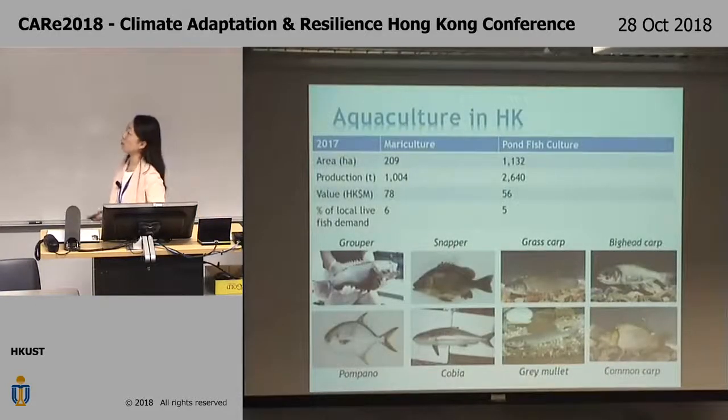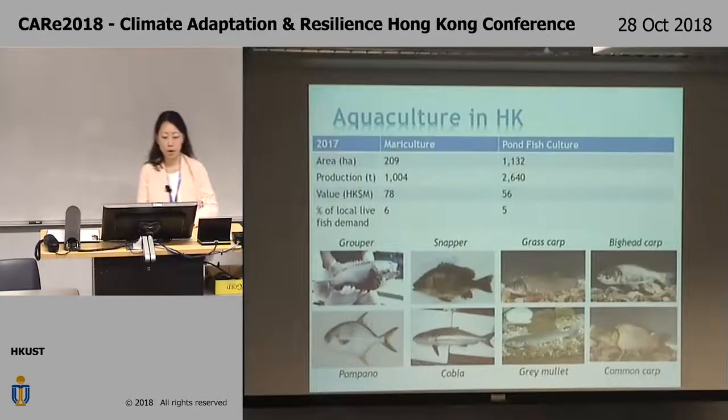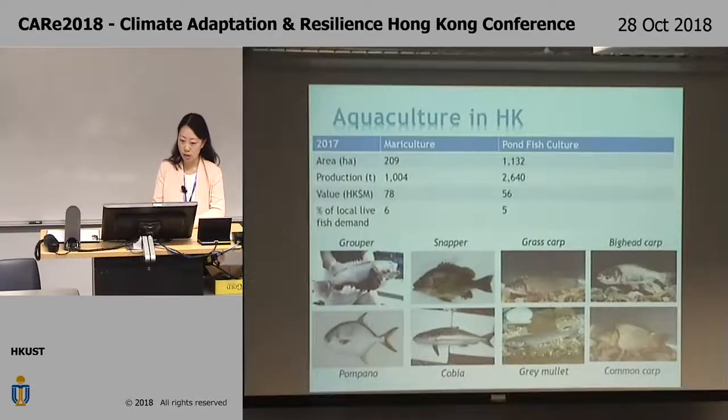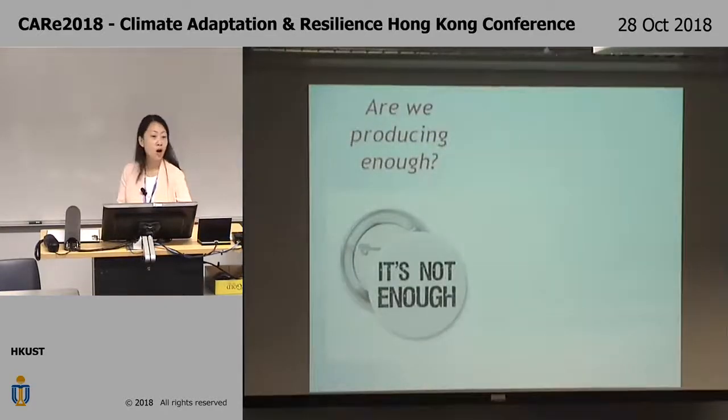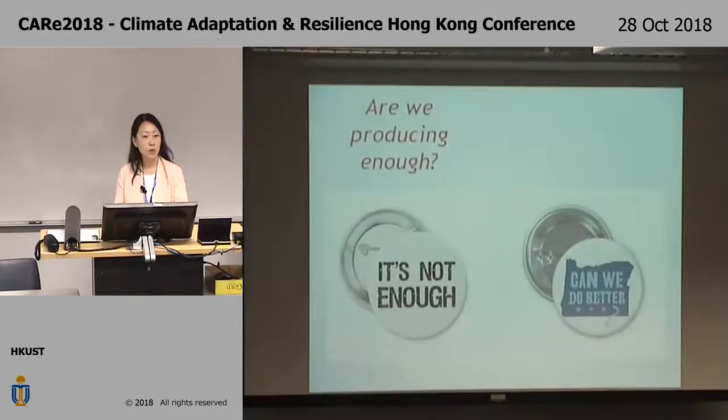From these 3,000-something tons, only about 1,000 came from marine fish culture. The main species that we are culturing are grouper, snapper, pompano, and croaker. And for freshwater species, we are culturing grass carp, bighead carp, grey mullet, and common carp. As you can see from this slide, the local production of fishery products from aquaculture only amounts to 5 or 6% of the local consumption. So obviously, we are not producing enough. So can we do better?